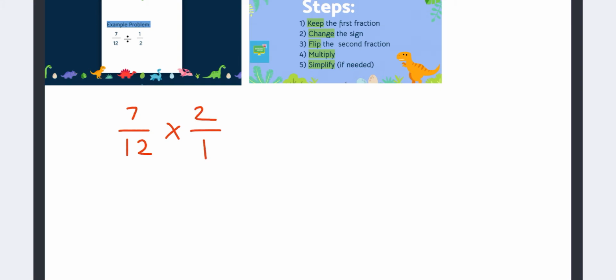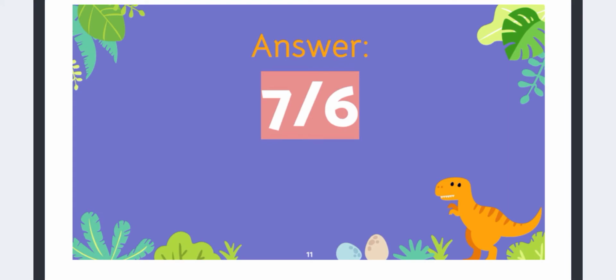Now we will multiply this fraction as it is. 7 times 2 is equal to 14. And 12 times 1 is equal to 12. Now we will need to simplify it. We know that 14 and 12 are both divisible by 2. So 14 divided by 2 is 7. And 12 divided by 2 is 6. This leaves us with the answer of 7/6.